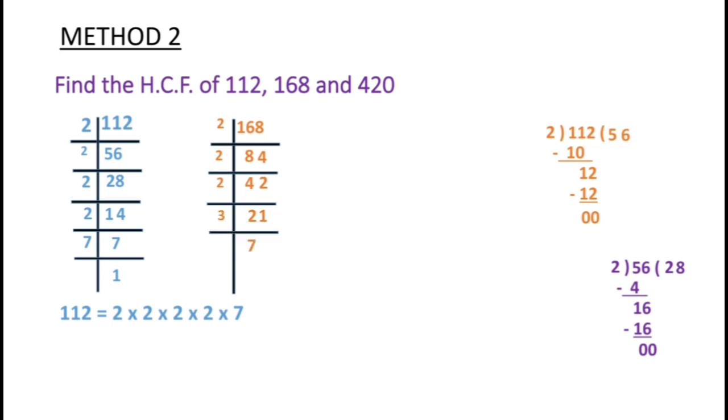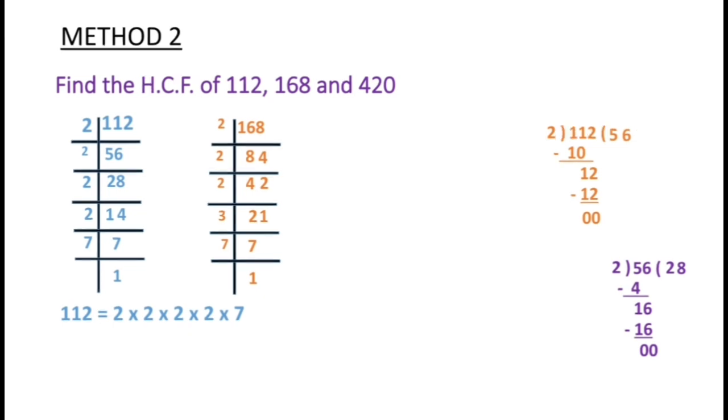3 7s are 21. Again 7 can be divided by 7 table only. 7 1s are 7. Till we get 1, we will be doing the division continuously. Now we found the factors of 168. This is prime factorization method because all the numbers are prime numbers. So 168 equals 2 into 2 into 3 into 7.